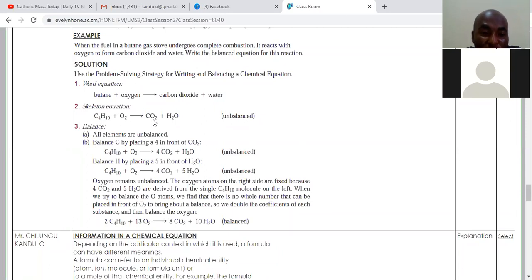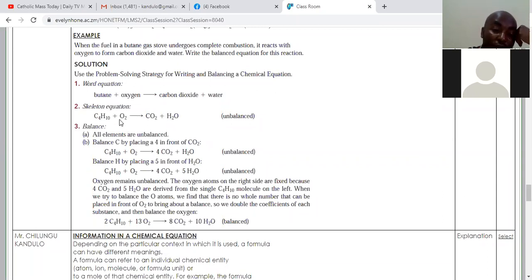4CO2. Then since this one is H10, you put 5H2O. So what is 4 times 2? 8. 8 plus 5, 13. So actually we can put 13 over 2 in front of O2. Why 13 over 2? Half of 13. Why half of the total number of oxygens there? Because when you multiply 13 over 2 by 2, it gives you 13. The 2 and the 2 cancel.